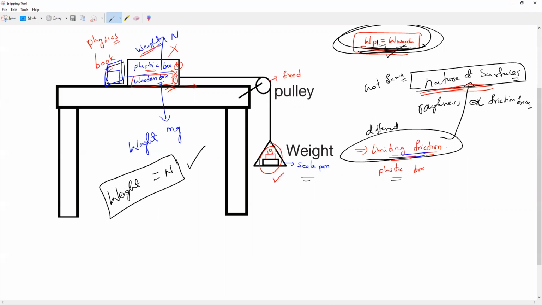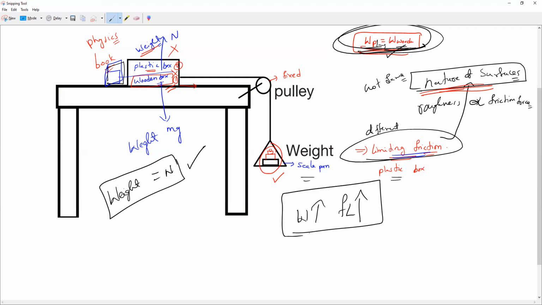As the number of books increases, the weight increases. Weight increases means the limiting friction also increases. Understand, all of you? Even though the books and the surface are the same, if the weight increases, limiting friction also increases.